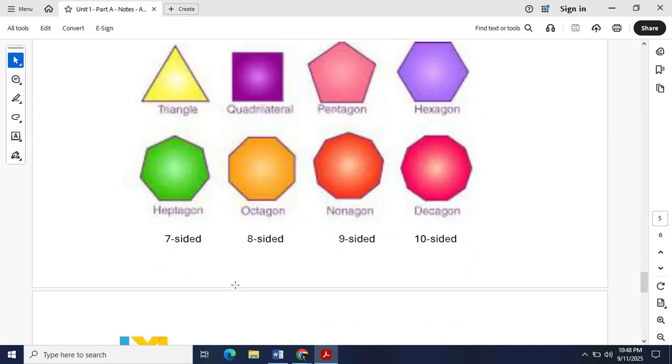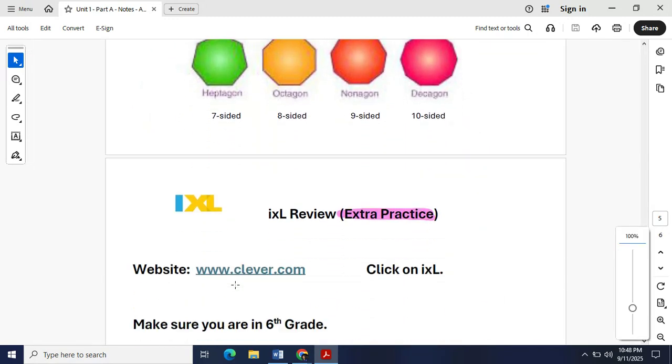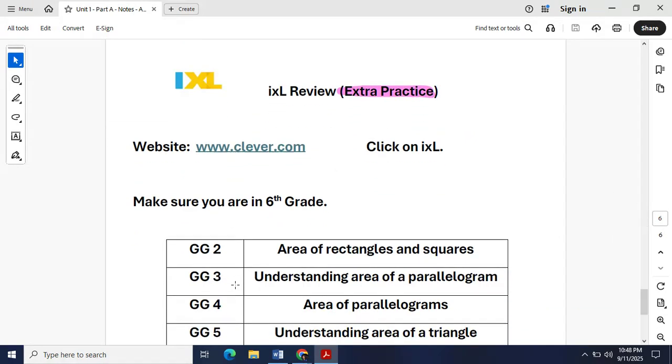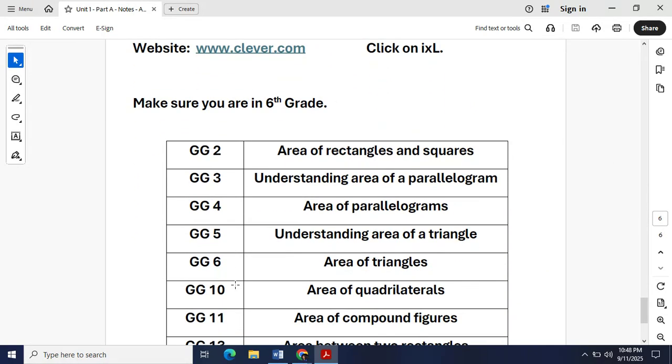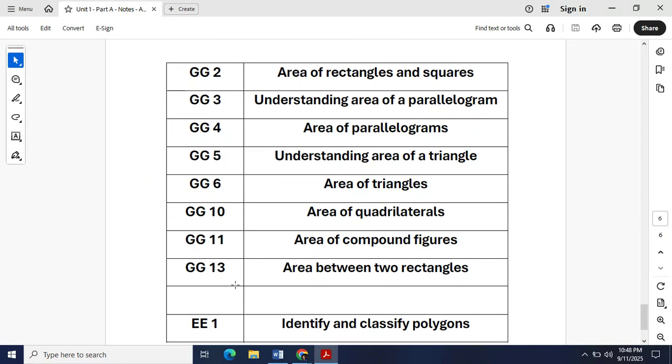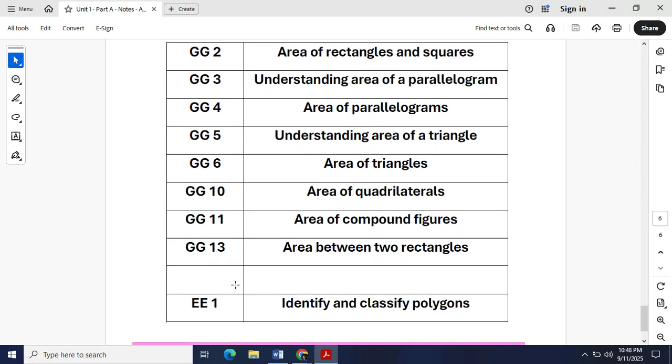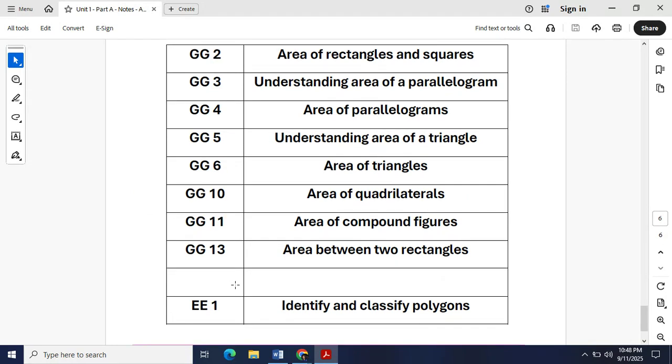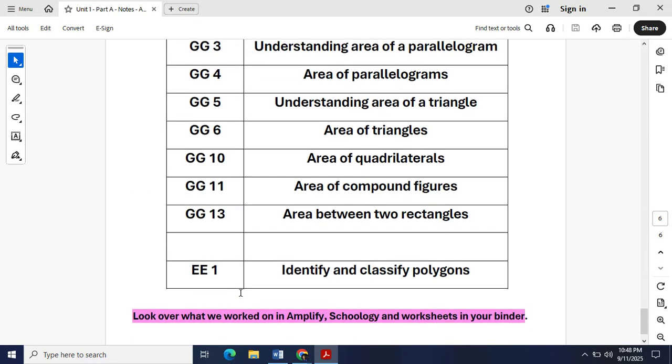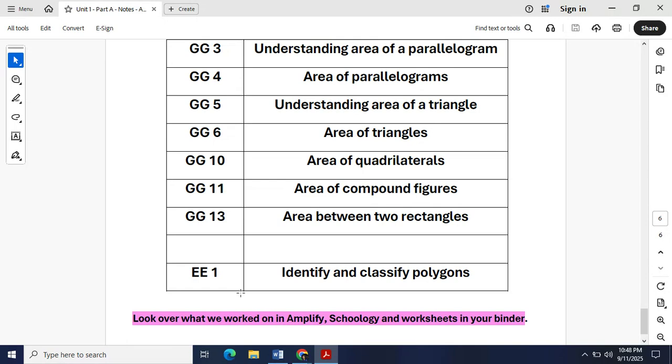Feel free to pause and go back and re-listen to any section that you need. Now at this time, you can move on to Clever, go to iExcel, and practice any of these sections. Now again, if there are sections in here that we did not cover yet, you can just work up to the sections that we have. And don't forget to look over what we worked on in Amplify, Schoology, and worksheets in your binder.